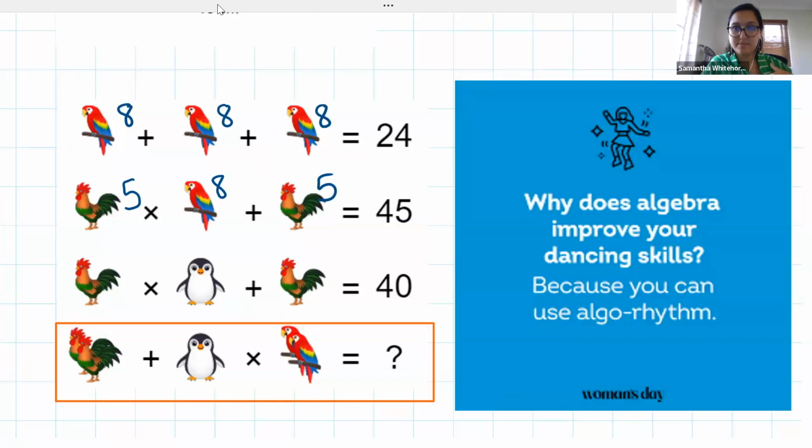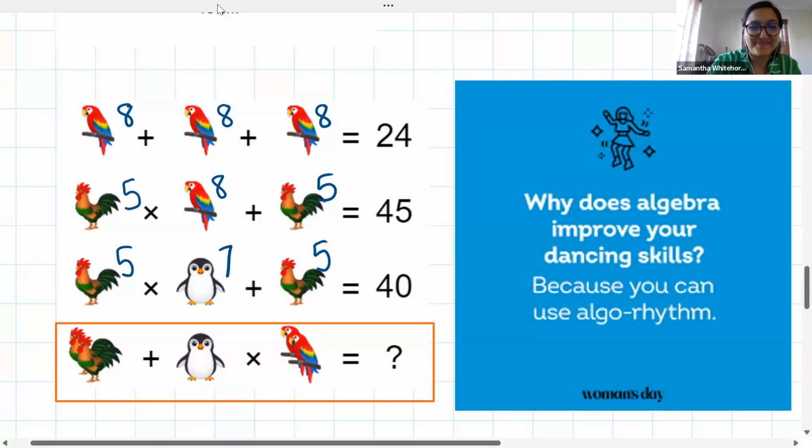For the third one, I divided 5 by 40 and minus 5, which gave me, no, not minus 5. I divided, no, I found out that the penguin is 7. Nice. So the two parrots times the penguin plus the 2 chickens is 122.